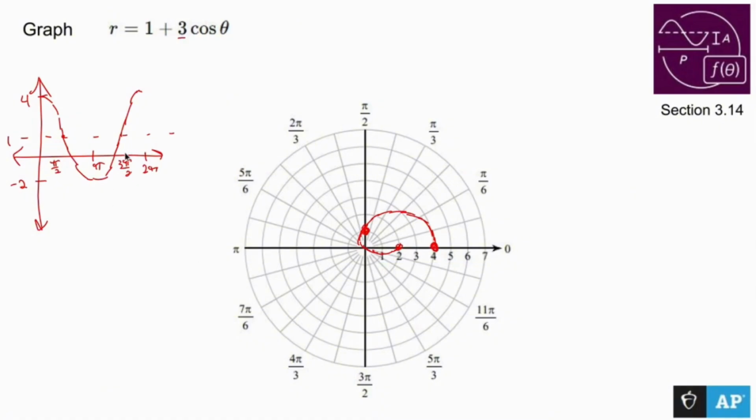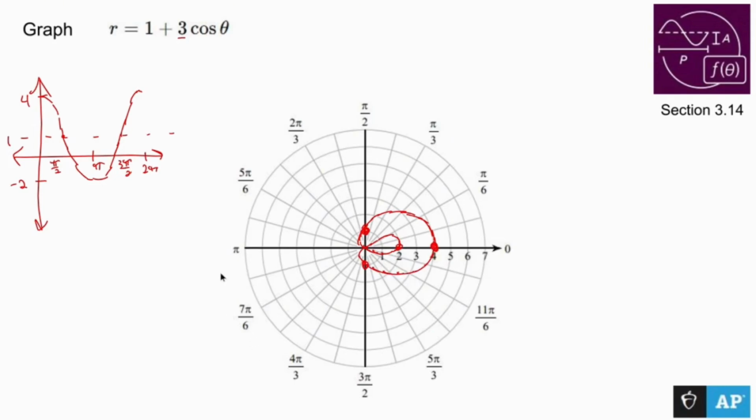As we approach 3 pi over 2, we're back to 1. So 3 pi over 2 is at 1, right there. So continuing this trend of me spiraling around, we're going to go like this and go right there. And then at 2 pi, we're at 4 again, so we go like that.